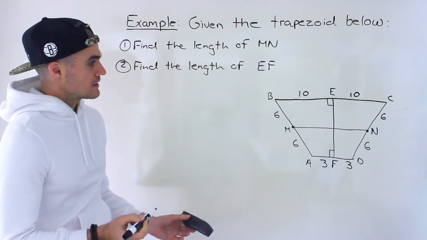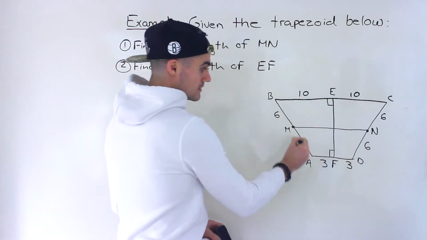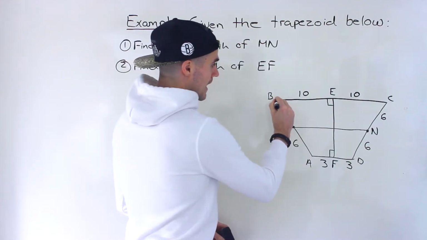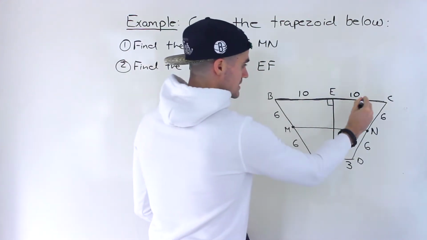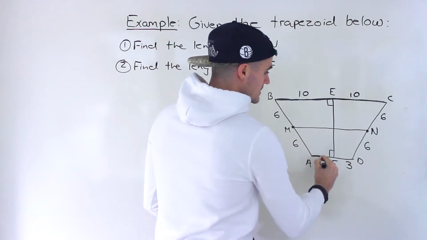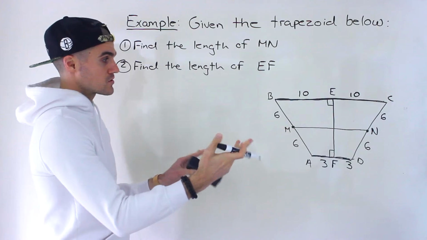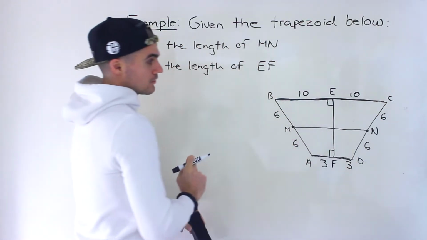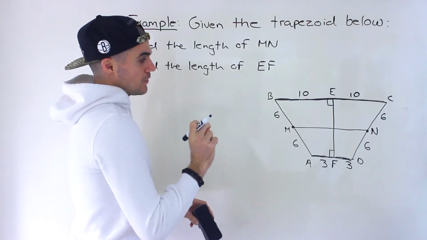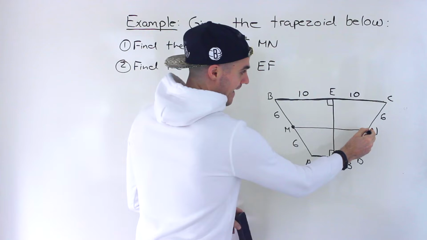So a couple of things. Notice that the trapezoid is the outer lines right there, and then notice that this line BC and the line AD are parallel. So those are the bases of the trapezoid, and then the other two sides over here are the non-parallel sides.